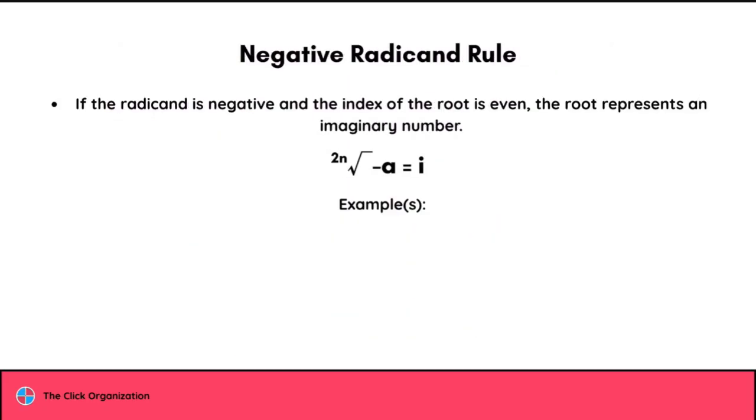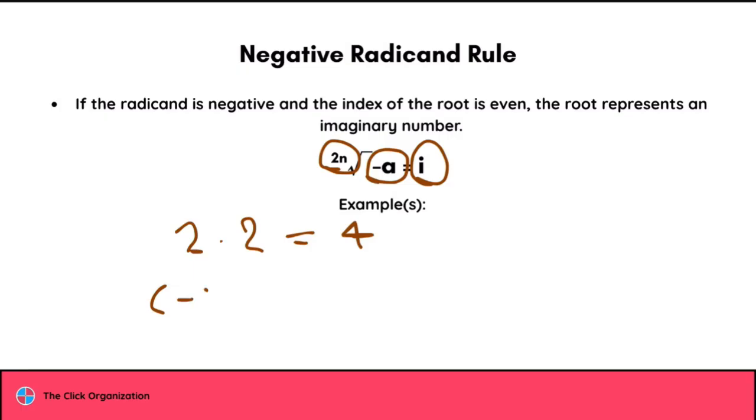Negative radicand rule. If the radicand is negative, this number, and the index of the root is even, the root represents an imaginary number, okay? Why is this correct? Because let's say that I have 2 times 2, which is equal to 4, plus 4, right? But I also have minus 2 times minus 2, which is equal to 4, because minus times minus is equal to positive, or is equal to plus, right? That is why the sign of the 4 doesn't change.